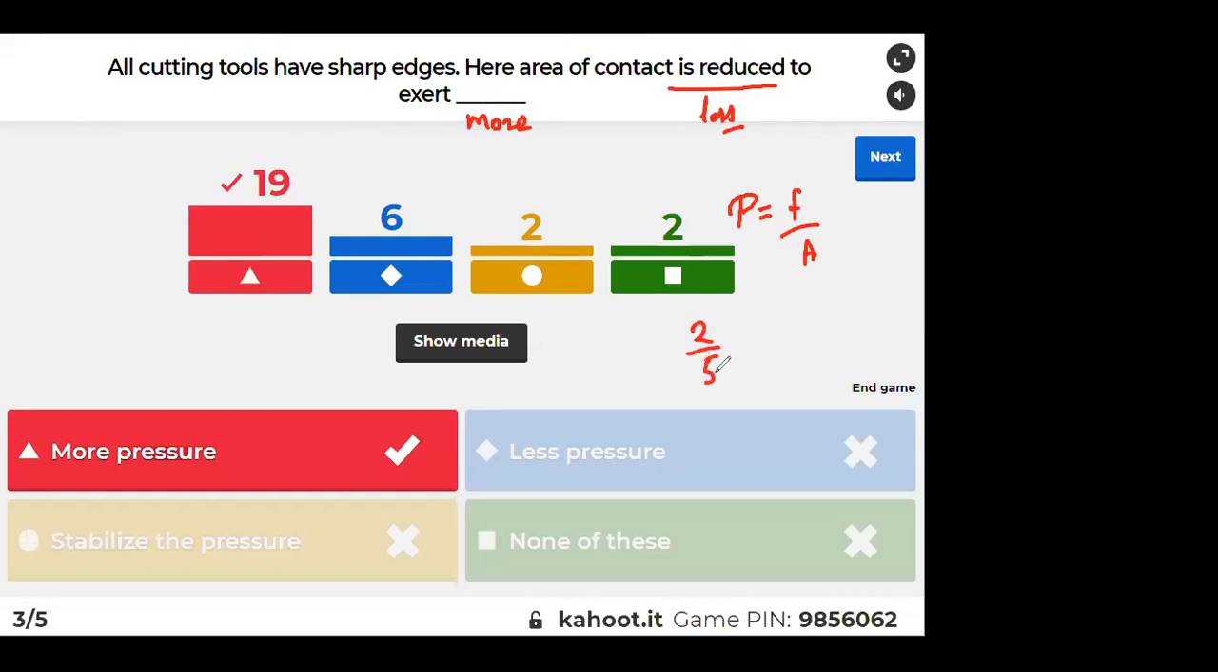Now think about it. Which is bigger, 2 by 5 or 2 by 7? Very basic maths problem. 2 by 5 is bigger, right? So if the denominator is less, the whole fraction is more. The same concept is applied over here. If area is more, pressure will be less, for the same force. Again, the concept is same force. Got it, everyone? Got this concept?